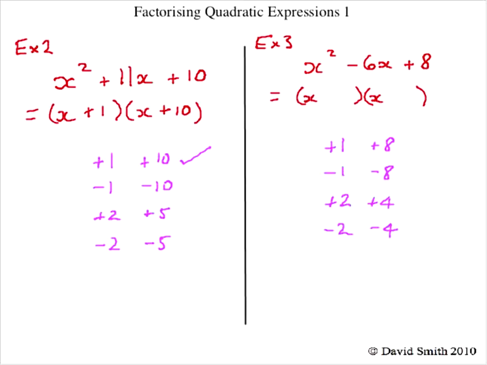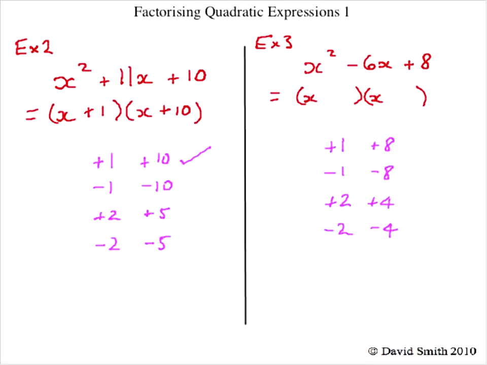Trying to be systematic about identifying the factors. Start with 1 and work your way up until you meet yourself coming the other way. Obviously 3 doesn't go into 8, and by the time I tried 4, I've met myself coming the other way. So I'm confident I've got all the pairs of factors of plus 8.